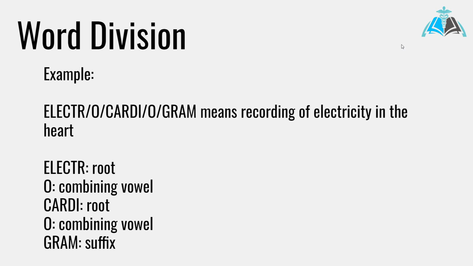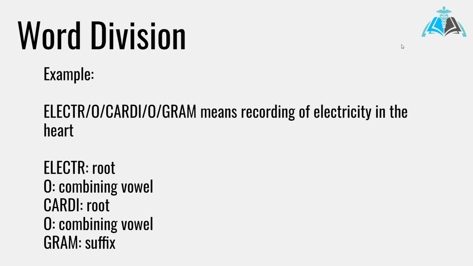And then you have another combining vowel, and since our suffix doesn't start with a vowel, you can keep that combining form, cardio. And that sounds better. As you can see, instead of saying cardiogram, you would say cardiogram. But if you had a suffix that had a vowel, so itis, instead of saying cardioitis, you would say carditis.